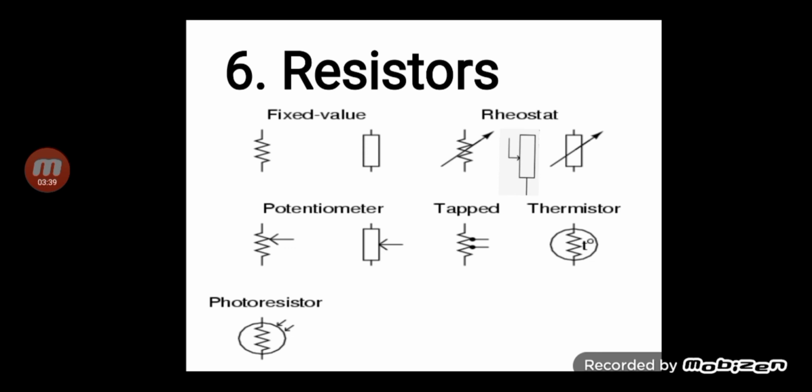Resistors. We have different resistors, and these are the symbols for the resistors. The fixed resistors have the first two symbols. Then we have the rheostat. It is a kind of variable resistor. We use these three symbols for the rheostat. Then we have the potentiometer with two symbols, tapped with one symbol, thermistor with one symbol, and for photoresistors we have this symbol. So there are various symbols we use for resistors as well.